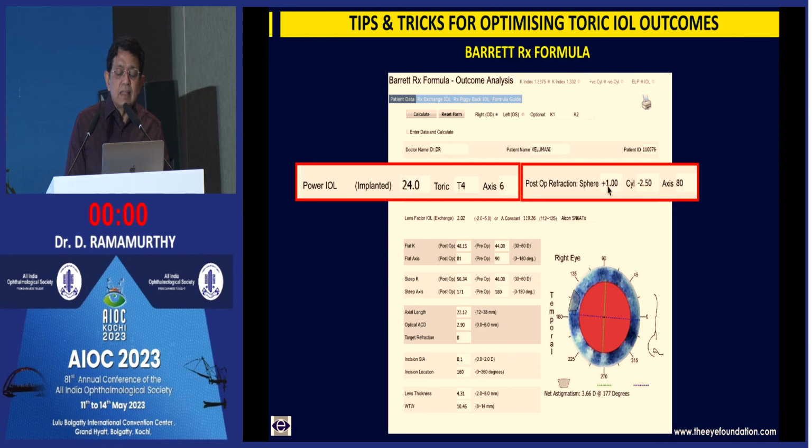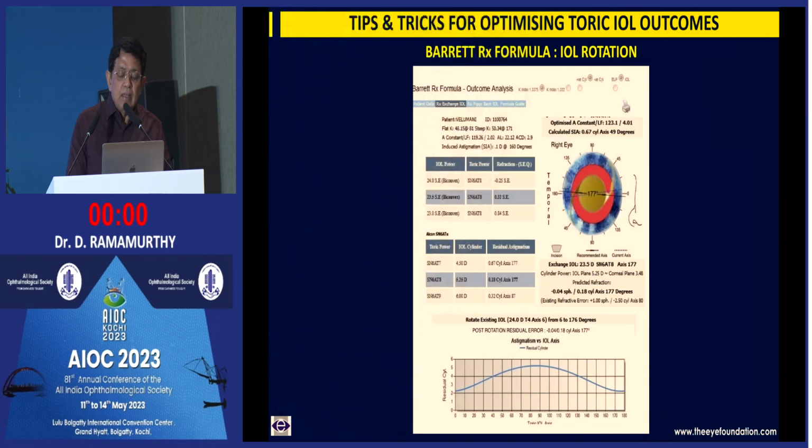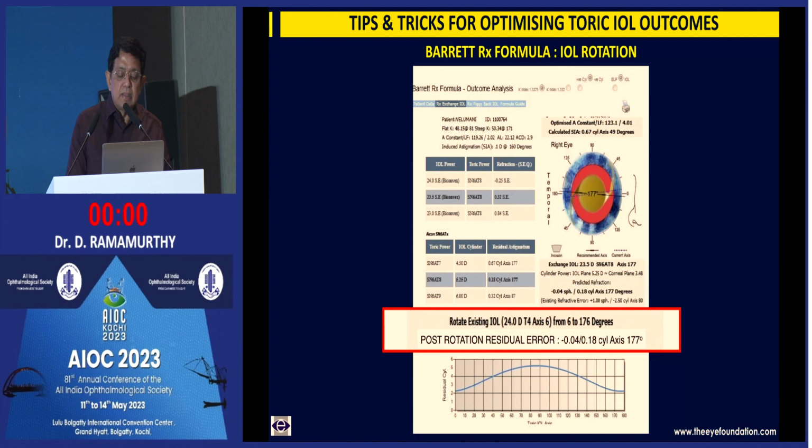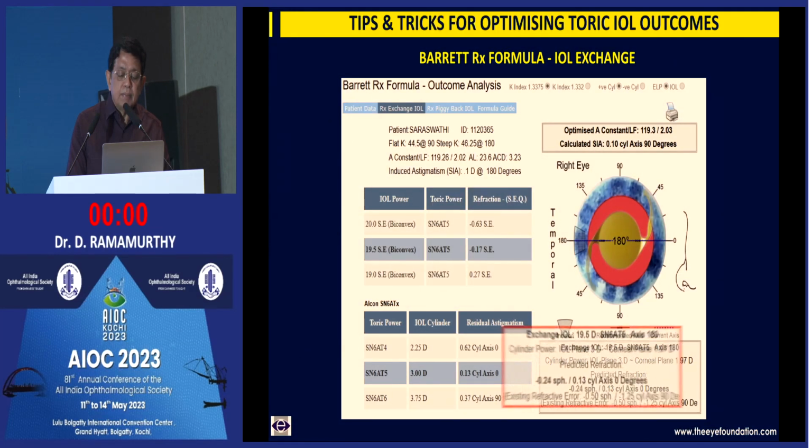But in this case, as you can see, the spherical equivalent of the residual error is nearly zero, so rotation will definitely help. And this tells me that rotating the lens by 6 degrees is going to take care of the astigmatism to a large extent, and that is exactly what was done.